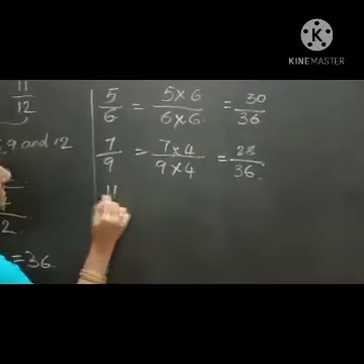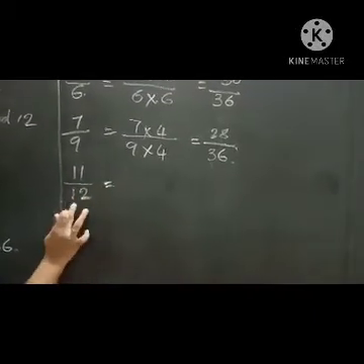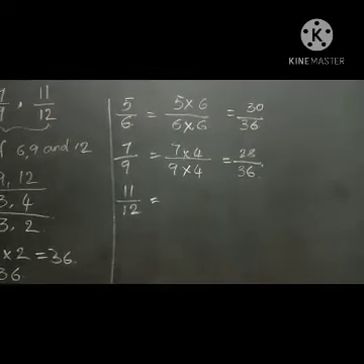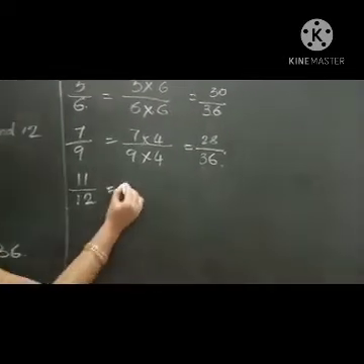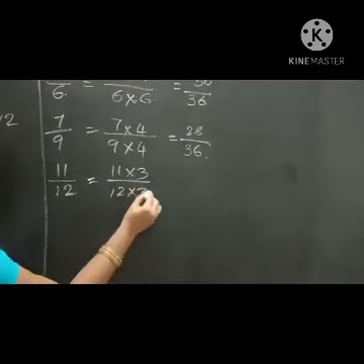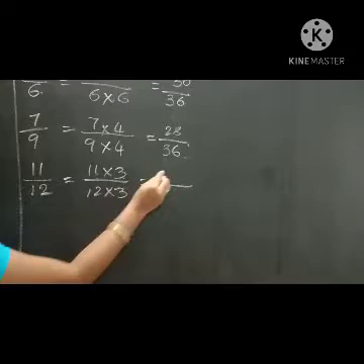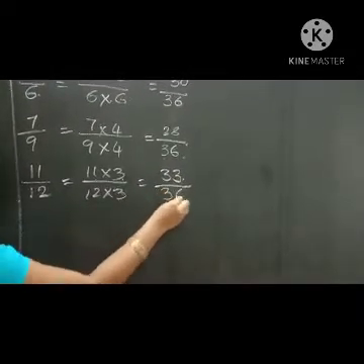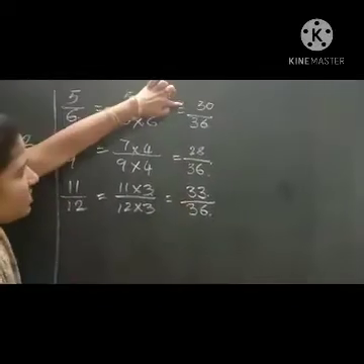The third number is 11/12. In the 12 table, 36 is there or not there, children? Yes. How many times? 3 times. 11 into 3 by 12 into 3. 11 3s are 33. Next 12 3s are how much? 36. Just write these 3 numbers.